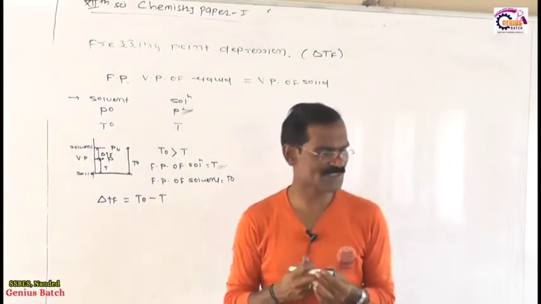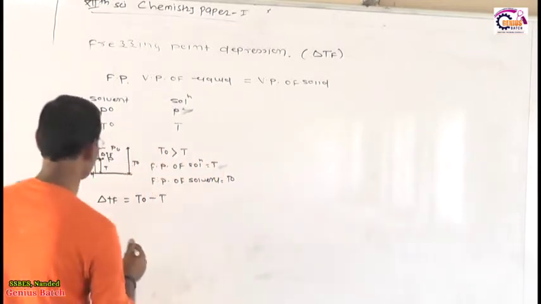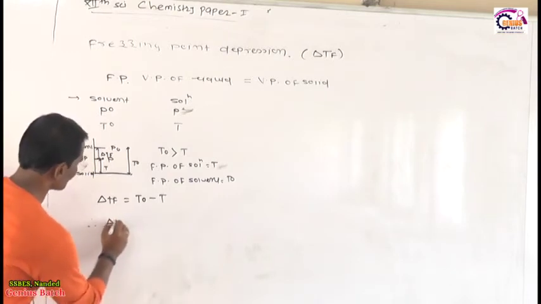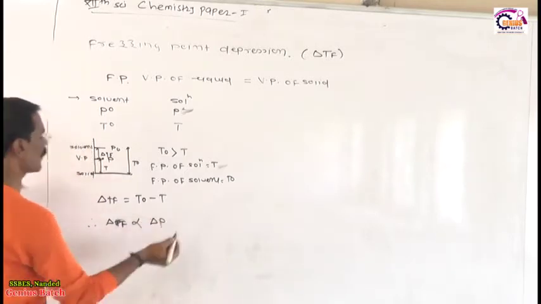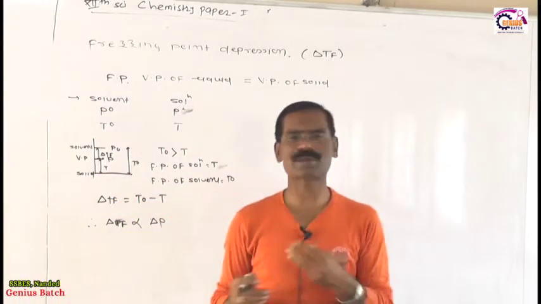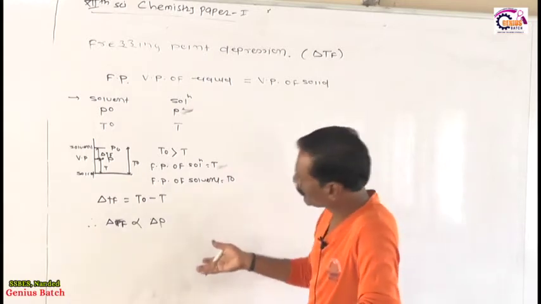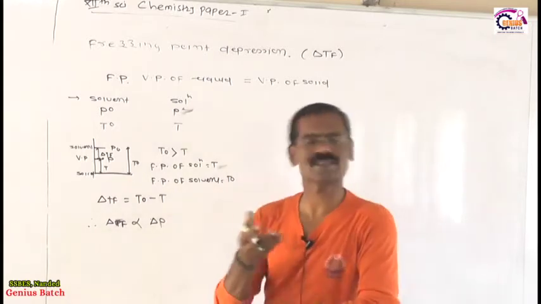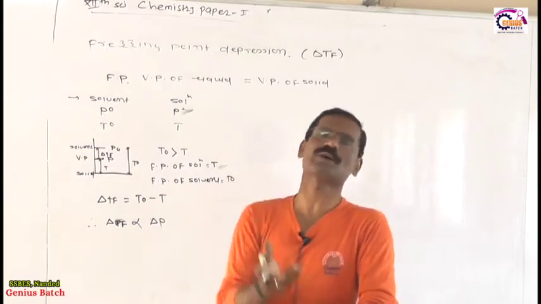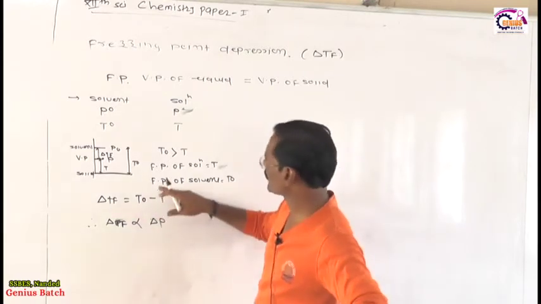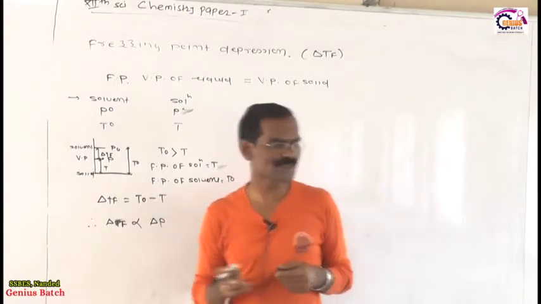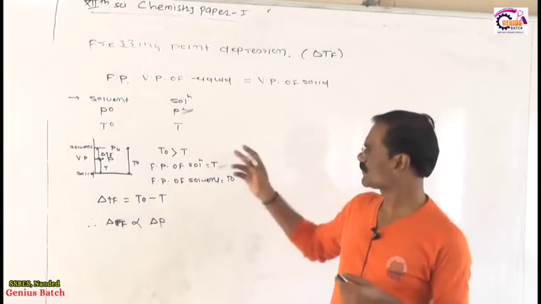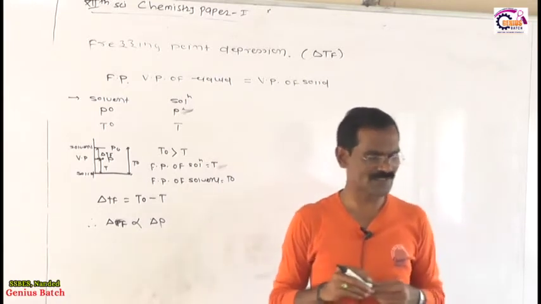Once again, dear students, we considered the same concept. Delta TF is directly proportional to delta P, obviously, as the lowering of vapor pressure increases, the depression in freezing point also increases, like the elevation in boiling point increases, because delta P is nothing but P0 minus P. So these are the very interesting concepts related to this phenomenon.